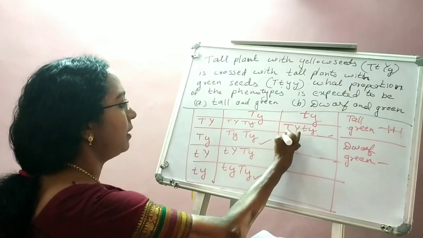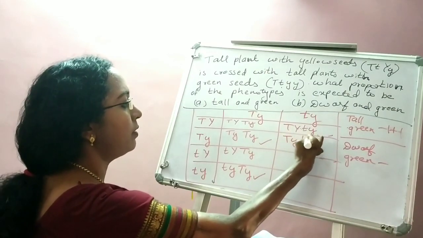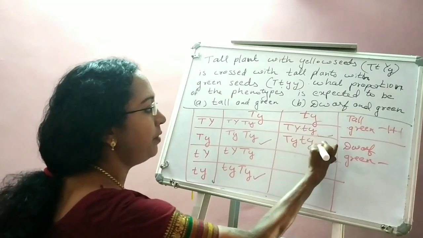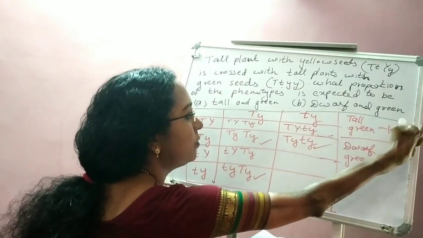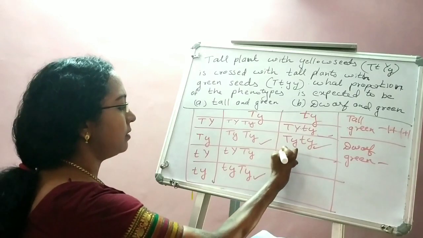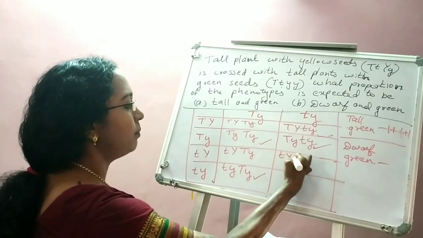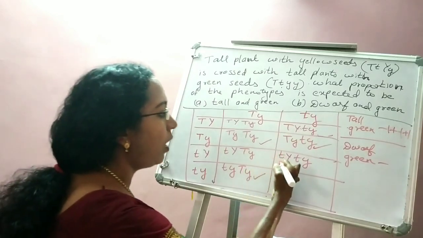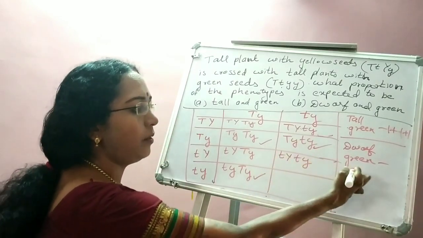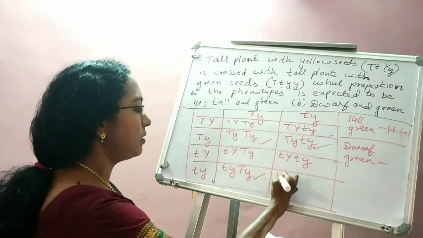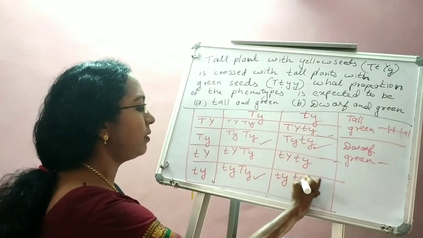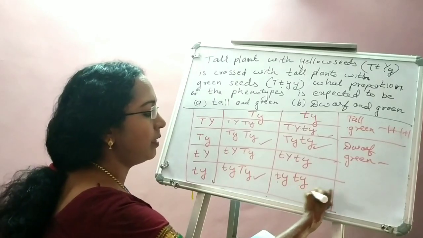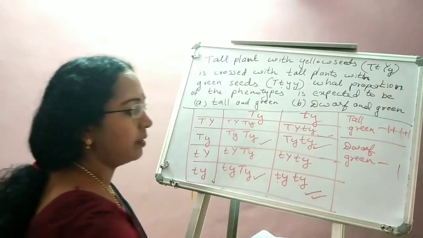Next one, capital T, small y, small t, small y. This is again tall green. So I got tall green 1 more. 3 I got. Next, small t, capital Y, small t, small y. Okay, so this is dwarf but yellow, so I cannot take this. Last one, small t, small y, small t, small y. This is dwarf as well as green, so I can take this also, 1.